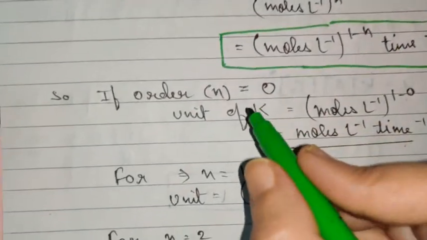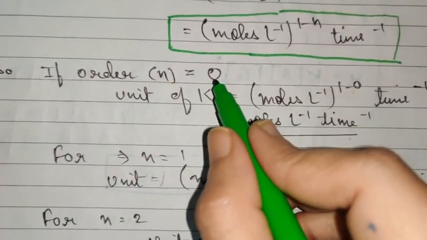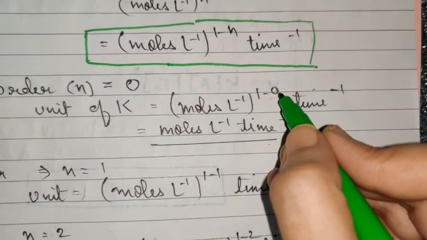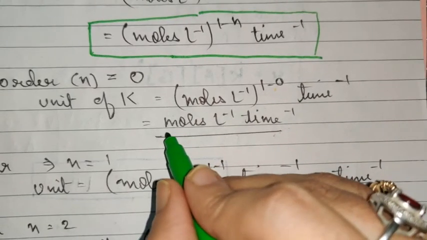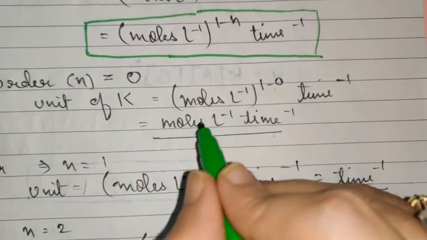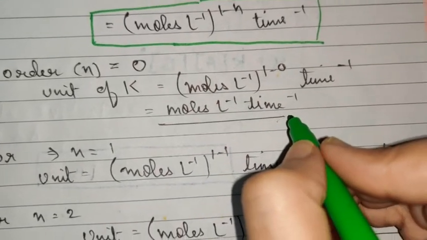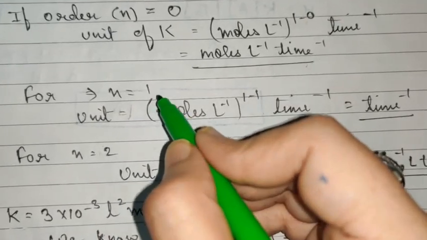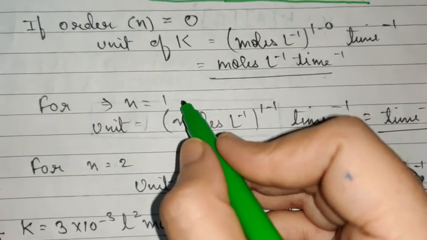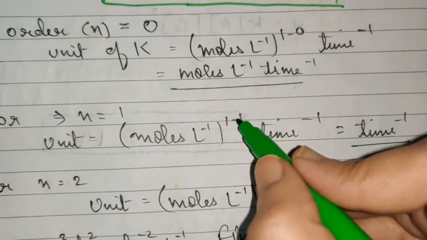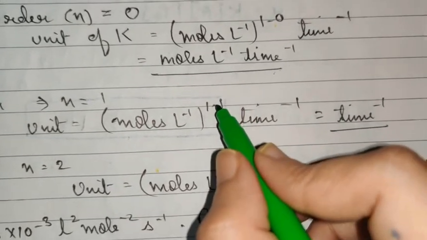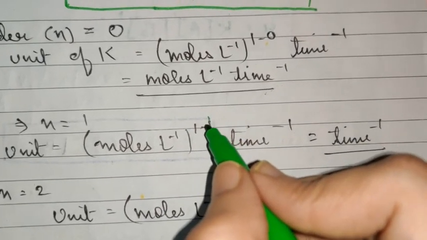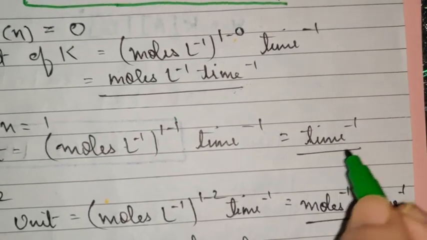Let us say I am talking about the zero order reaction. Then for zero order reaction, the value of n will be 0. When this is 0, the unit of K will be moles per liter per unit time. Now if n is equal to 1, that is we are talking about first order reaction, then the value of n will be 1 here, and on substituting the value, this whole will become 0, and anything raised to the power 0 is 1. So the unit will be time inverse.